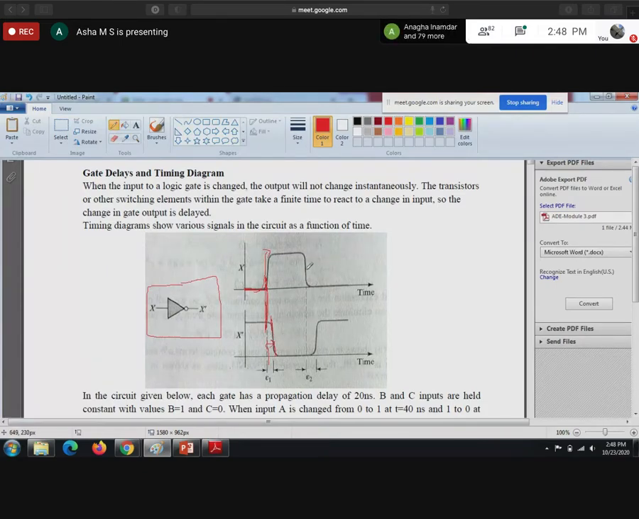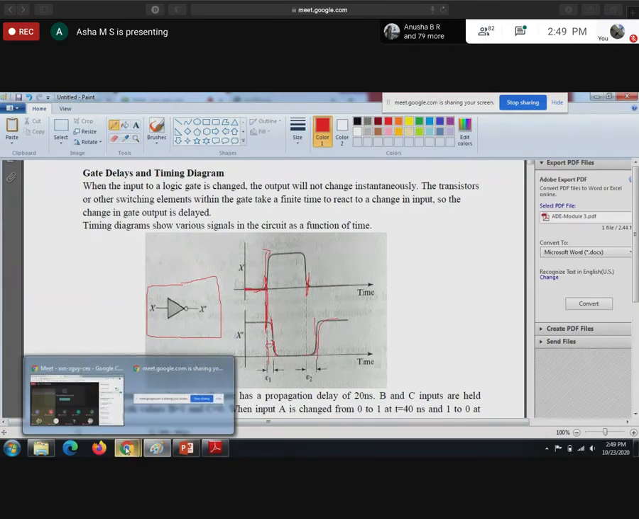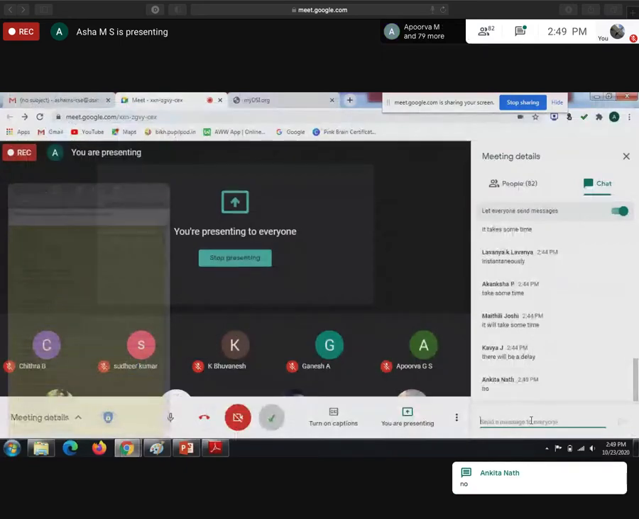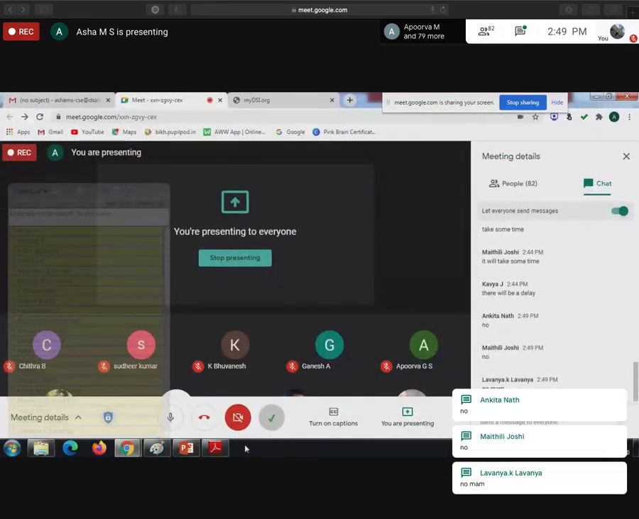Similarly here also you can see, at this particular time the input value of x is changing from 1 to 0. After this amount of time the output is changing from 0 to 1. You can observe here I have two output delays, epsilon 1 and epsilon 2. Are they the same? They are not the same, correct?